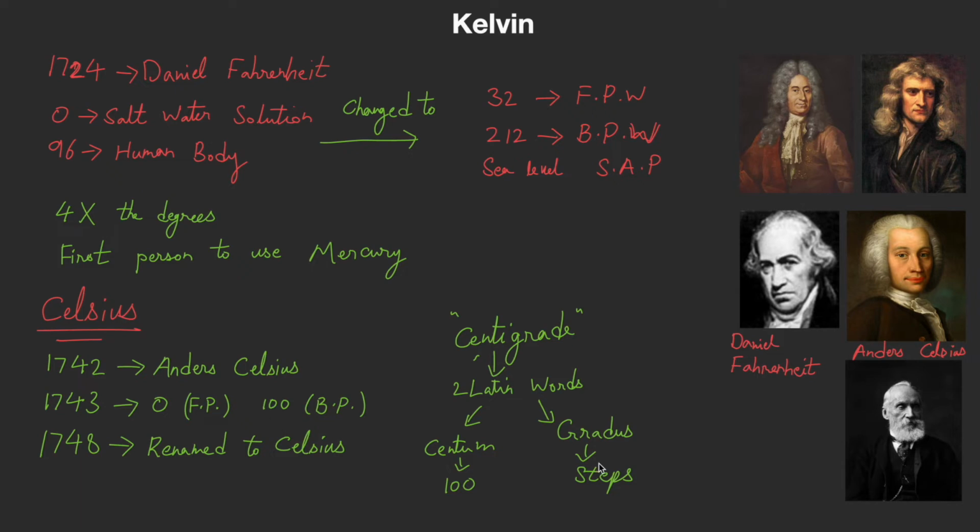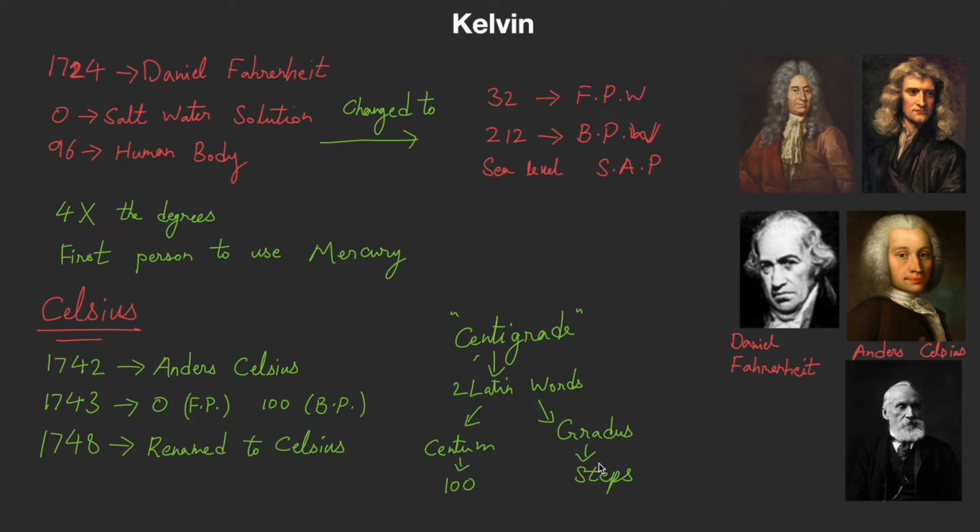Celsius also showed that the melting point of ice was unaffected by atmospheric pressure. So if ice melts, it doesn't depend on atmospheric pressure. But the boiling point of water varied with atmospheric pressure. He also showed this phenomenon.